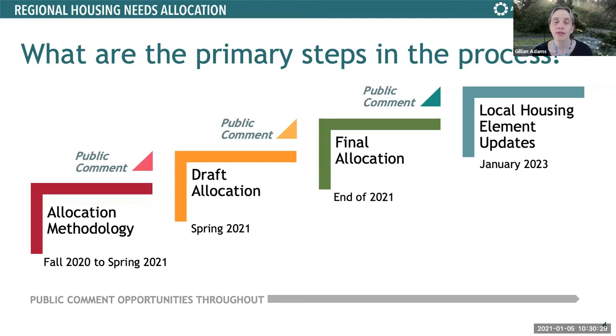After a jurisdiction receives its draft allocation, ABAG will conduct an appeals process starting in summer of this year. And for this RHNA cycle, a local government or HCD can appeal any jurisdiction's allocation. After ABAG takes action on the appeals, it will issue final allocations by the end of 2021. Local jurisdictions will then update their housing elements by January of 2023. ABAG's formal role with RHNA ends with the final allocation. ABAG does not have a say in approval of local jurisdictions' housing elements, which is the responsibility of state HCD.